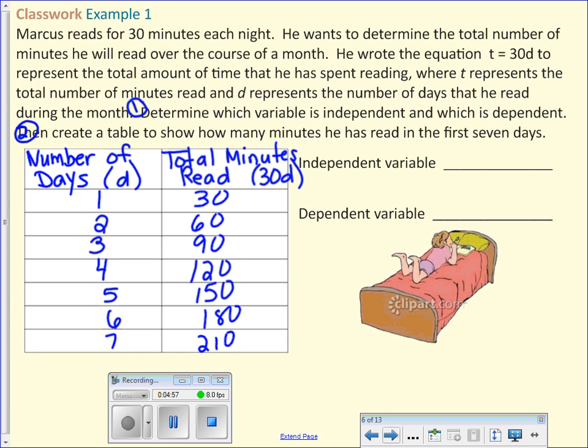So now we have to determine the independent variable and the dependent variable. What is it that we have control over? What is the determining factor? What was my if statement? Total minutes read. Well, I don't know my total number of minutes I've read. The total number of minutes he read depended upon how many days. So our total minutes read is actually my dependent variable, because the number of minutes he read depended on the number of days.